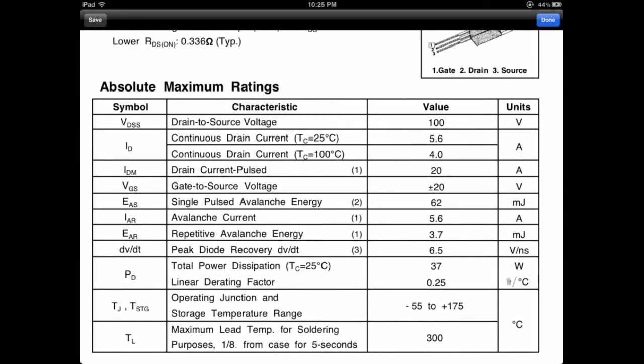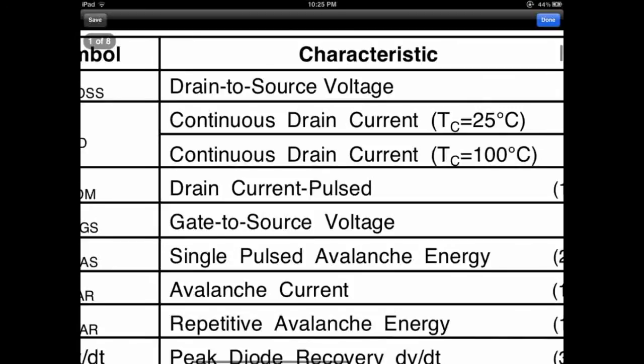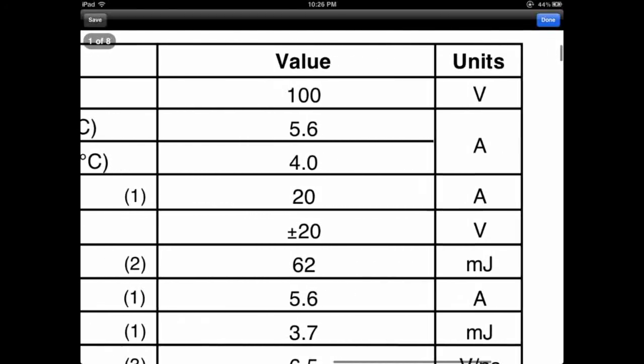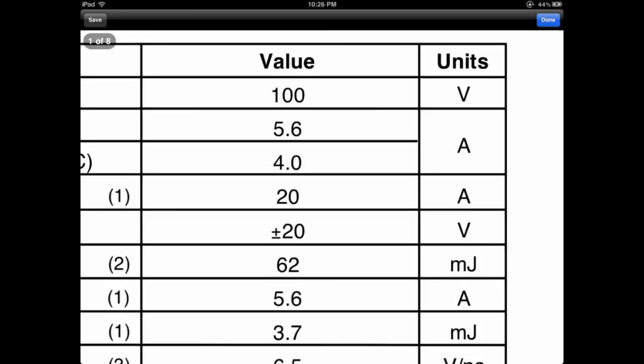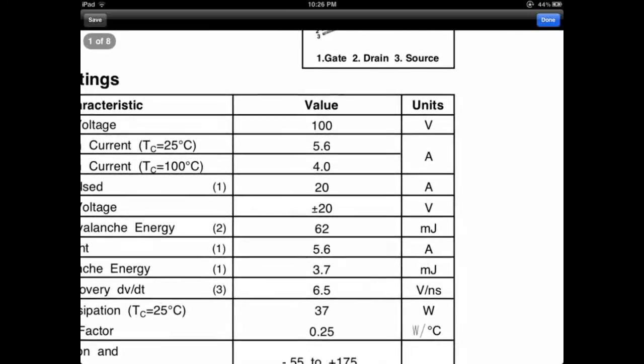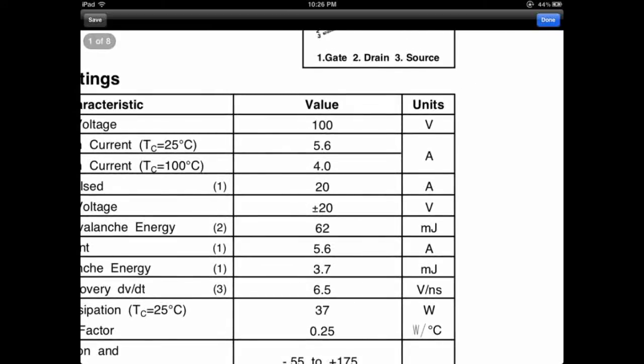And oh, gate to source voltage. This is a good thing to note. See this gate to source voltage, VGS? It's telling you that this can take plus or minus 20 volts on its gate to source. If you go any higher than 20 volts, you will damage the gate. And so that's another reason why you might want to put protection on your gate, a Zener, depending on what's driving it.